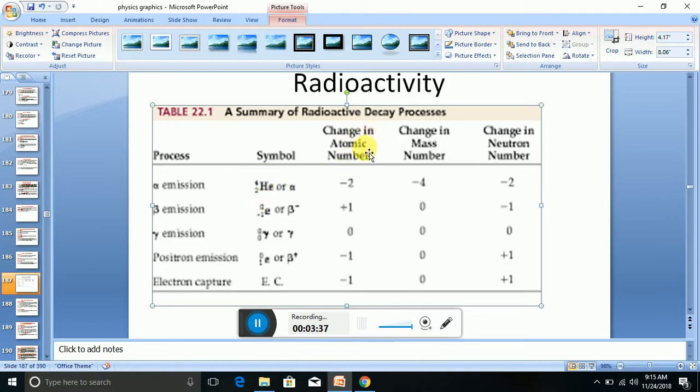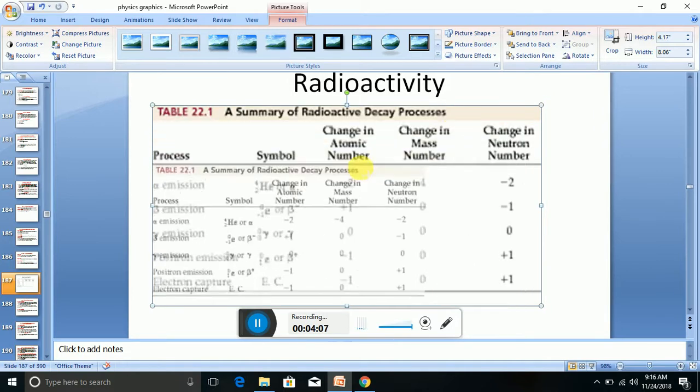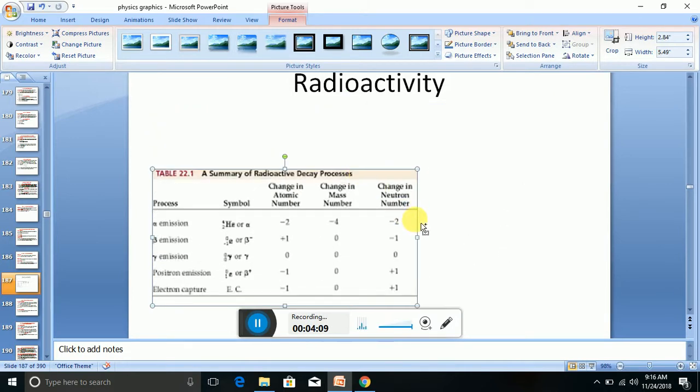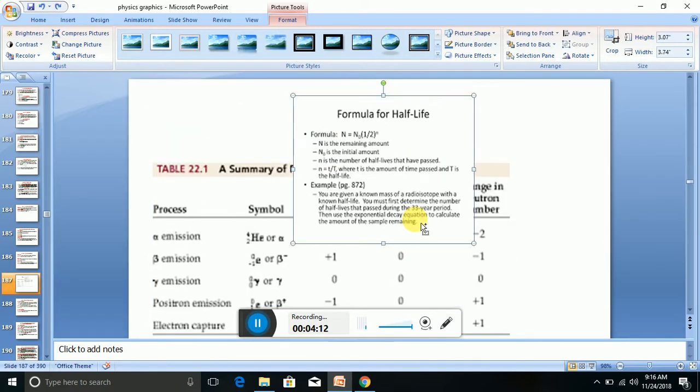The change in the atomic number is -2, change in mass number -4, change in neutron -2. For beta, it's the same thing as electron, and it has no mass number and has a negative charge. Gamma has neither charge nor mass, that's why it's very light. So you can also have the positron and the electron capture. So those are the major things that you need to know in radioactivity. So I'm going to do Ctrl Z and bring back all the other things that I deleted.